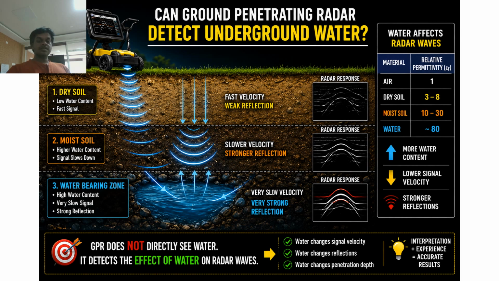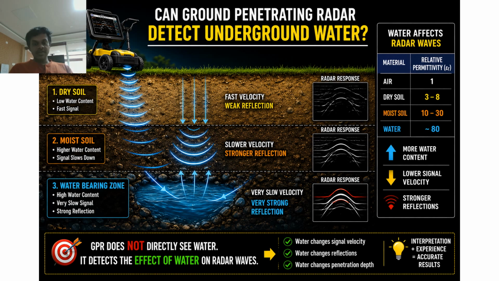So let us start with something very important. GPR does not directly detect the water. Let me repeat. GPR does not directly see the water. Instead, it detects the changes in the material properties beneath the ground. Now, you might be wondering, if GPR cannot directly see water, then why do people use it for groundwater investigations? The answer is because water changes the behavior of the electromagnetic waves.